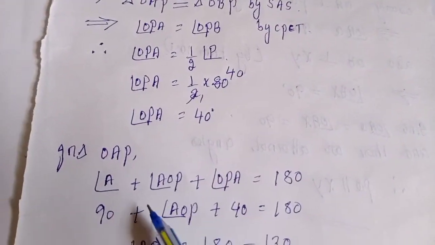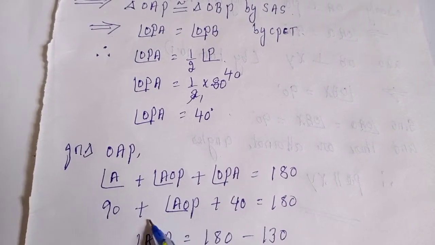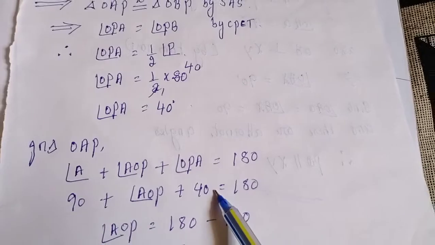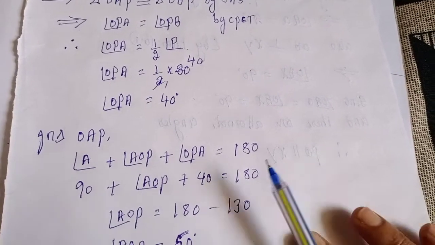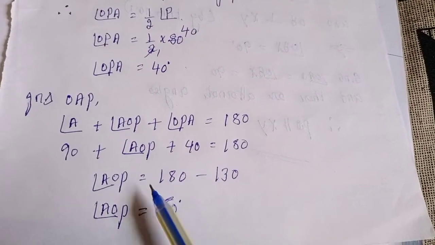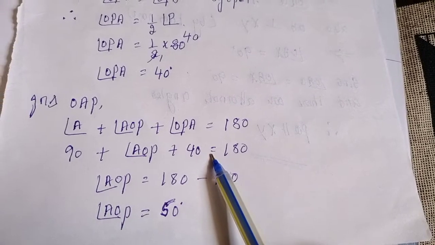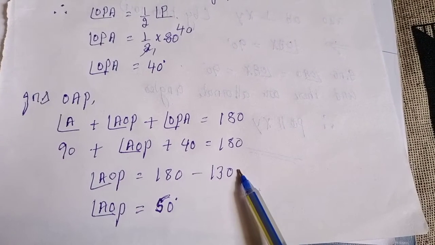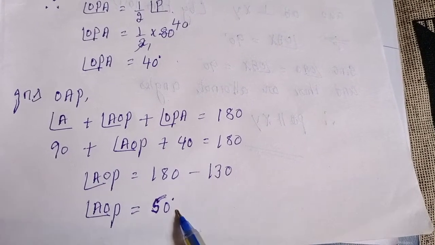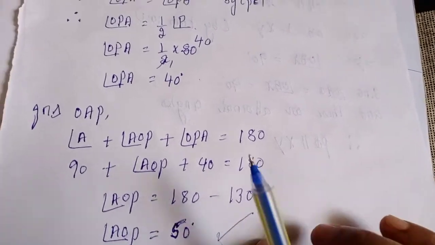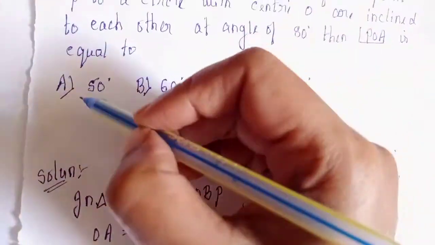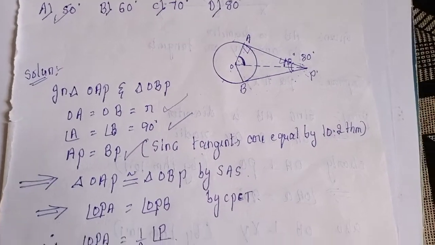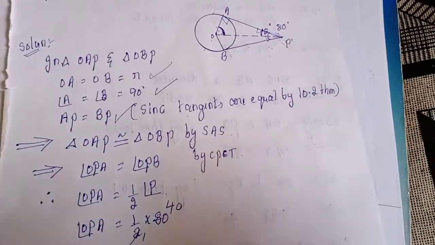So I got the sum of three angles is 180, and as you know angle A is 90 and angle OPA, we just found, is 40, equals 180. So angle AOP equals 90 plus 40 is 130, and sending to the other side becomes 180 minus 130. So angle AOP equals 50 degree. So which option is correct? Option A is correct. So in this way we can apply the theorems to solve many questions. Thank you.